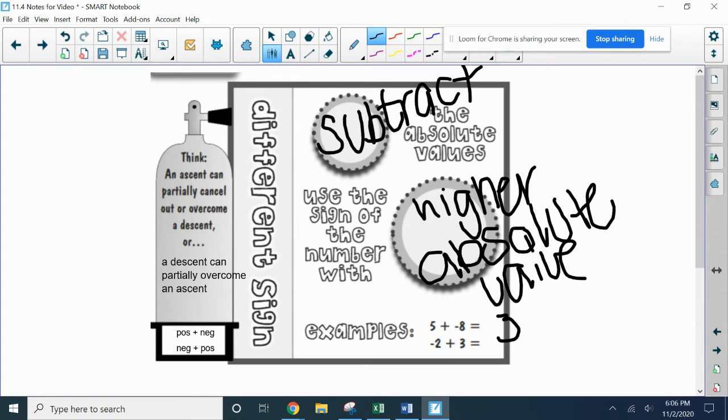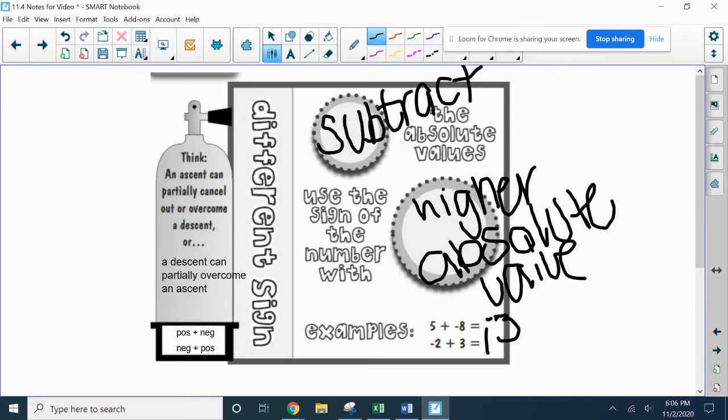So we're going to keep the sign of 8, so it's going to be a negative 3. And let me rewrite that because it turned out wonky, me trying to add a negative sign. And then the same thing on the second one. I have a negative 2 and a positive 3, so we're going to ignore the signs. So 3 minus 2 is 1. And then we're going to say 3 is bigger than 2, and the sign of 3 is positive. So it's going to be a positive 1.